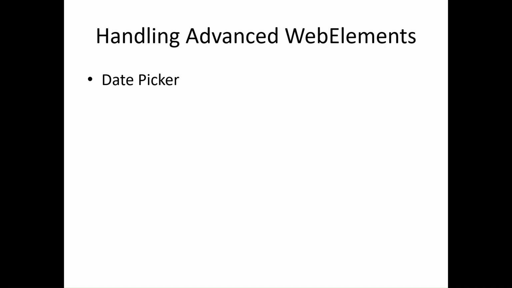Now the question is, what is a date picker? A date picker is a UI component that allows the user to select a date from a calendar pop-up. Now there are two types of date picker. Let me show you with the websites so it will be easy for you to understand. For that, let me open my Chrome browser.